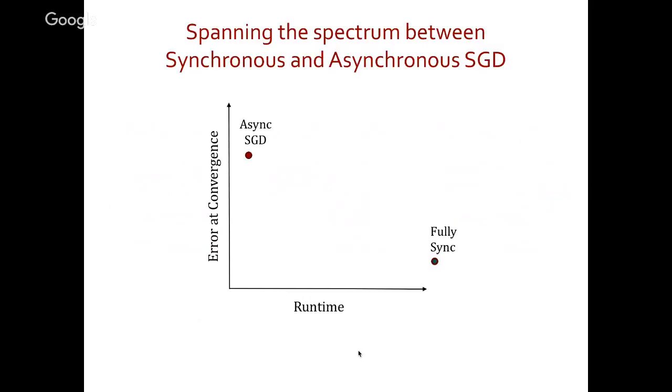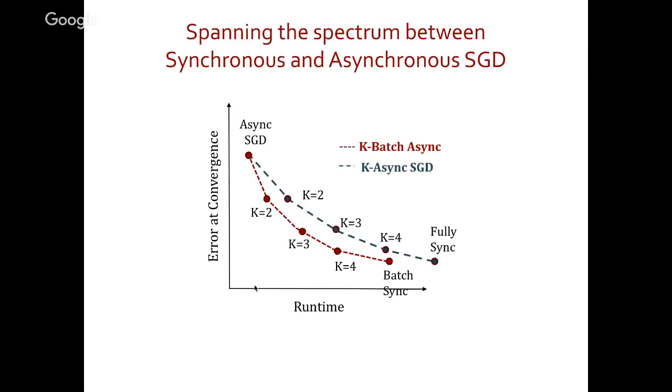So putting all of this together, we tried to span the spectrum of the error-runtime trade-off by constructing these variants. If you look at the error at convergence, note that this is the asymptotic error floor that I get, versus the runtime. Asynchronous SGD is over here. It has a high error floor at convergence, but very small runtime per iteration, whereas fully synchronous SGD is here. By changing the value of K, we can achieve different points on this trade-off. By going to K batch async or K batch sync SGD, we can also get another curve, which is different. Depending upon the delays in the system, we can choose a suitable value of K on this trade-off.